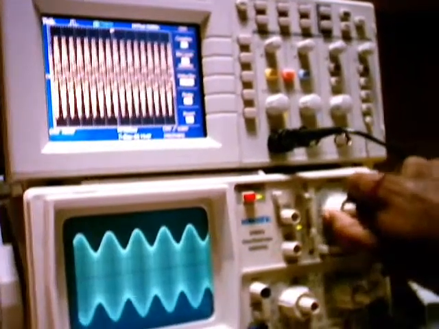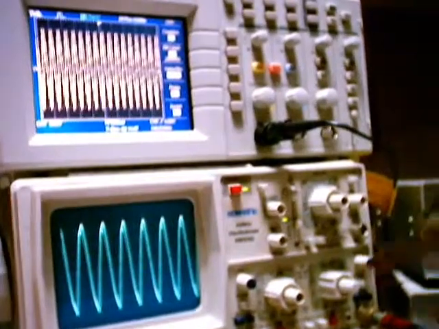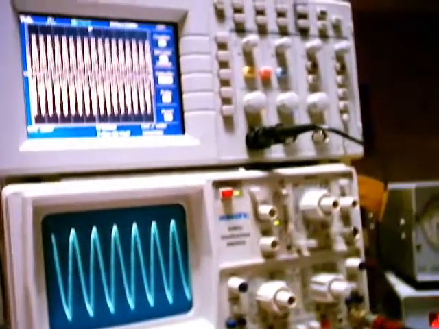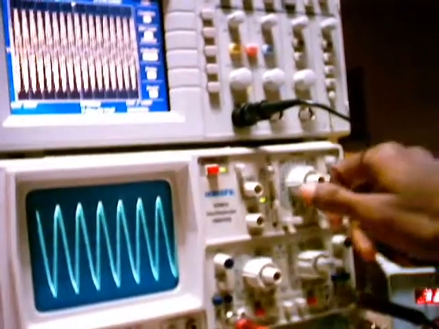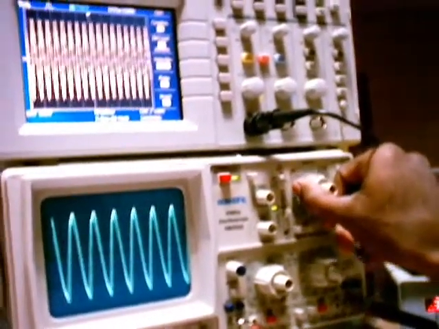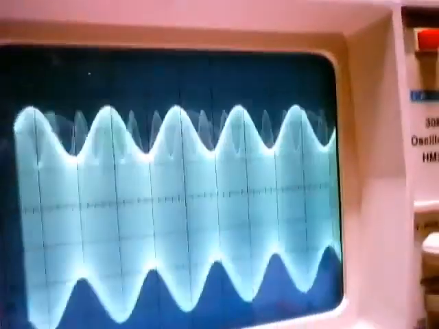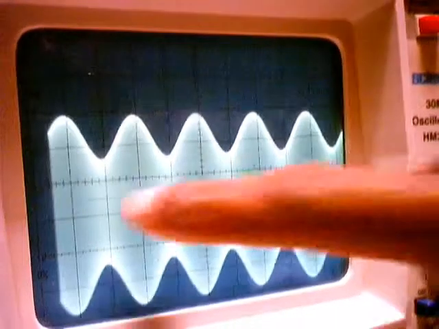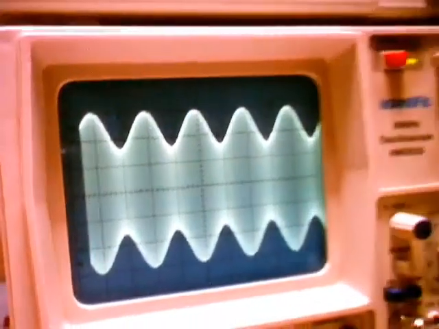You may make one mistake. When you switch on the modulating signal, you get this type of waveform, and I may panic, thinking there is an AM signal but we are not properly observing it. In order to observe the AM signal, we need to increase the time division from microseconds to milliseconds, because the envelope frequency equals the modulating frequency.